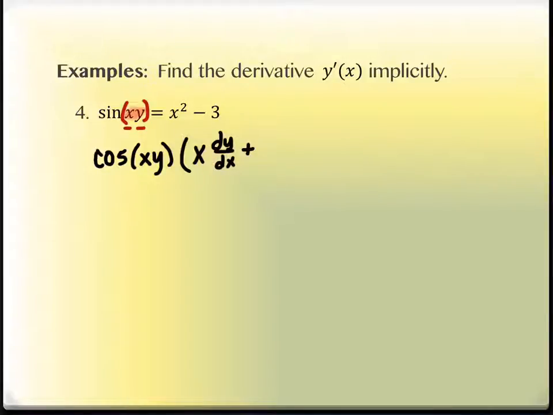Plus. And then we'll go the reverse order. So what's the derivative of x? 1. And then the y as the other piece that remains unchanged. That's it. That's the product rule piece on the inside. Equals. Now what's the derivative on the right-hand side? 2x. Easy stuff on the right.